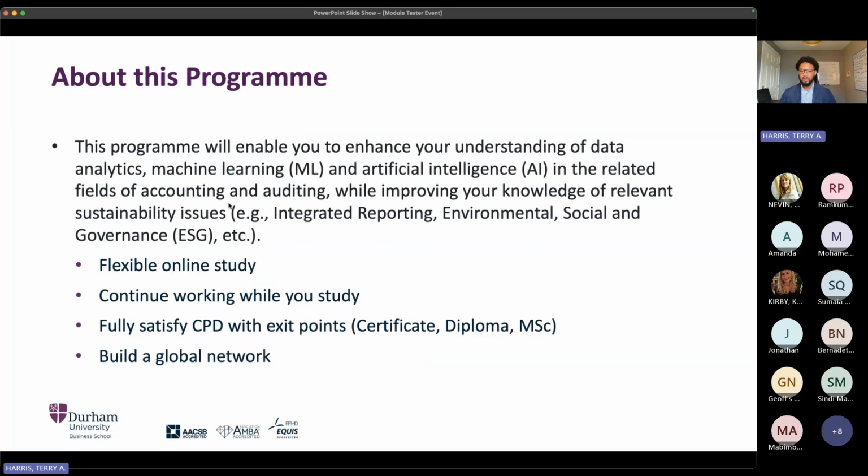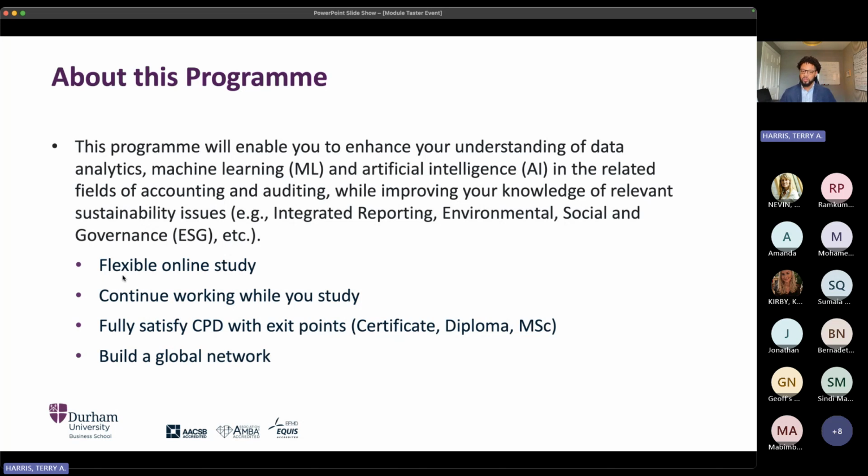So about this program, of course, this program will enhance your skills in data analytics, machine learning, and artificial intelligence, as they relate to the fields of auditing, accounting, and finance. And in our program, you'll also enhance your knowledge of sustainability issues, particularly integrated reporting, environmental, social, and governance issues, etc. Right? So this is what the program is essentially all about: enhancing your skills in data analytics and AI, and how they relate to accounting, finance, and auditing.